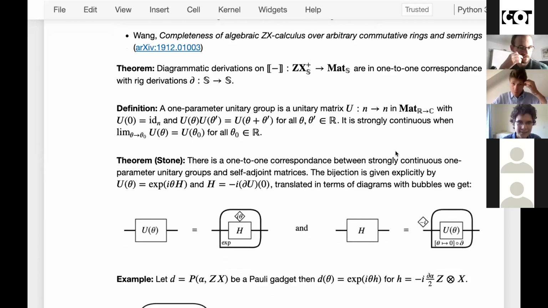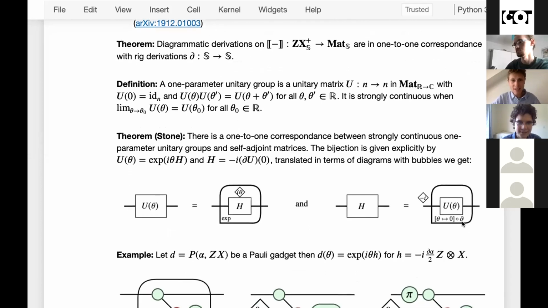So now, what's Stone's theorem in pictures? Well, there's a one-to-one correspondence between these strongly continuous one-parameter unitary groups and self-adjoint matrices. And what does the correspondence look like in pictures? Well, we have this U of theta diagram, and it's equal to the exponential of H times i theta. So exponential here, we draw as a bubble. Essentially, it's also a unary operator on hom-sets. So we take any square matrix and we can take its exponential and we draw it with a bubble. Now, the other way around, the H, the self-adjoint matrix, is equal to minus i times the gradient at 0 of U.